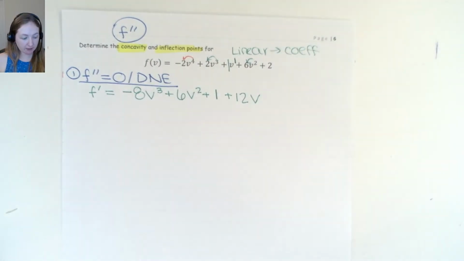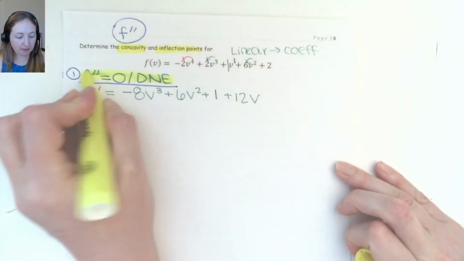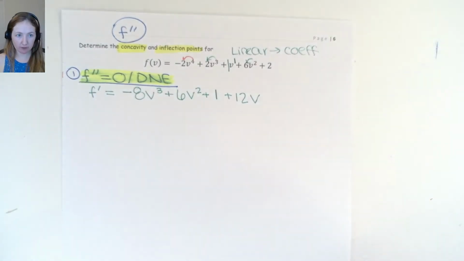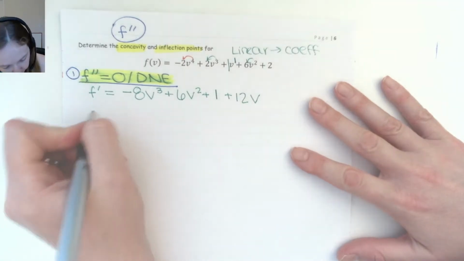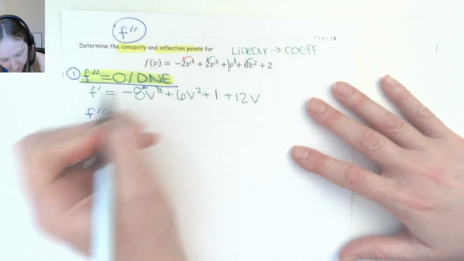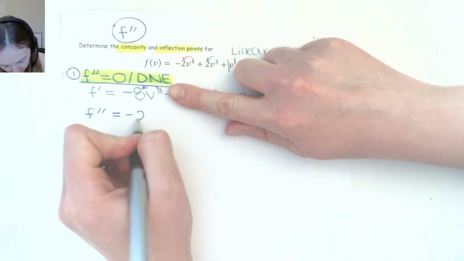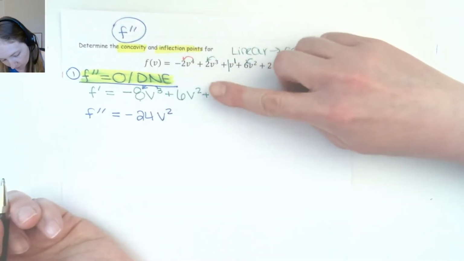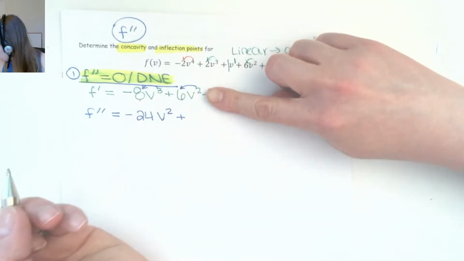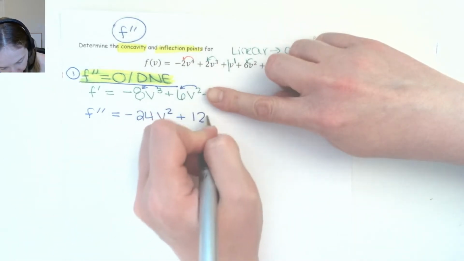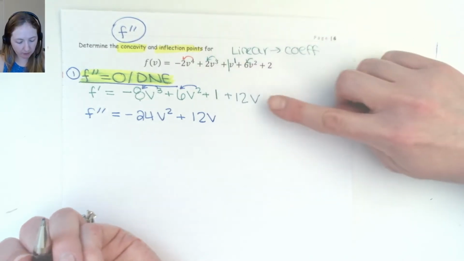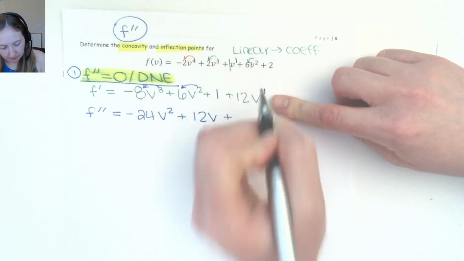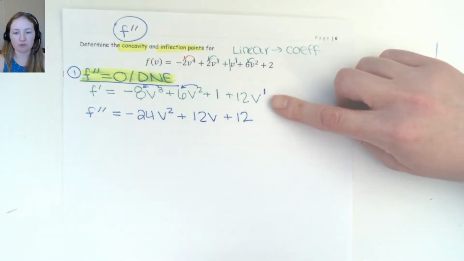Now, we are not setting the first derivative equal to 0 because remember, we're working exclusively with the second derivative. So we keep going, we find our second derivative, and our second derivative will be negative 8 times 3, so negative 24v squared, plus 6 times 2 will give us a 12v. The plus 1 is a standalone constant, so that goes to 0. And then the 12v is linear, so it becomes the coefficient.